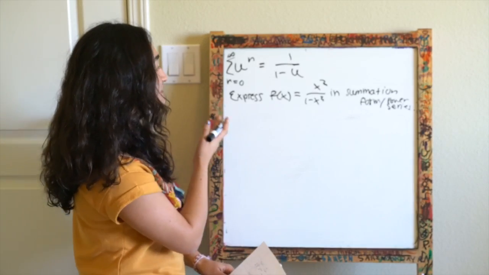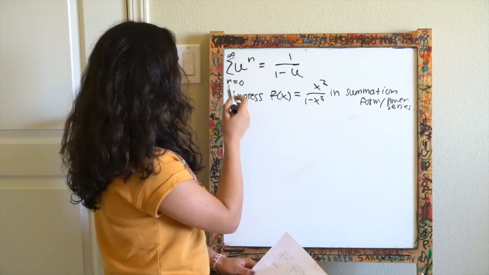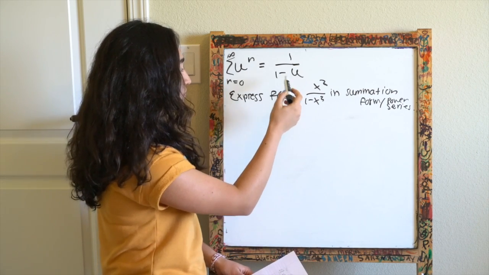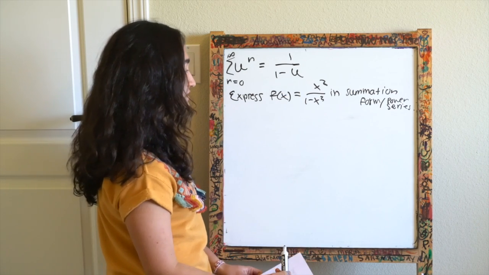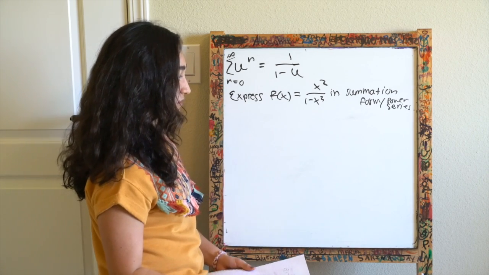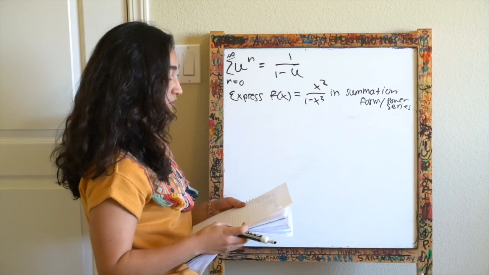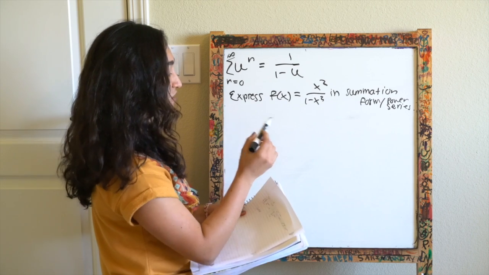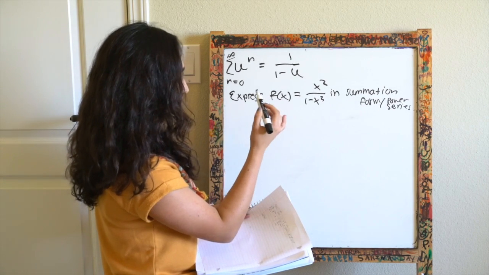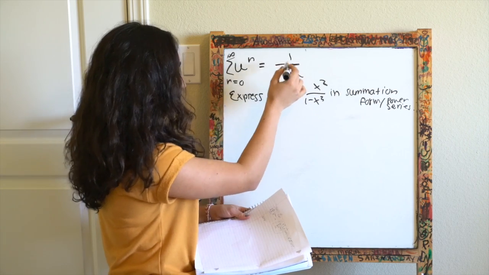One of the common power series that we talked about before, the summation from n equals 0 to infinity of u to the n equals 1 over 1 minus u, can be used to find the summation form of a function like f of x equals x squared over 1 minus x cubed. So the first thing we can do is try to evaluate this function so it's as similar as possible to this 1 over 1 minus u.